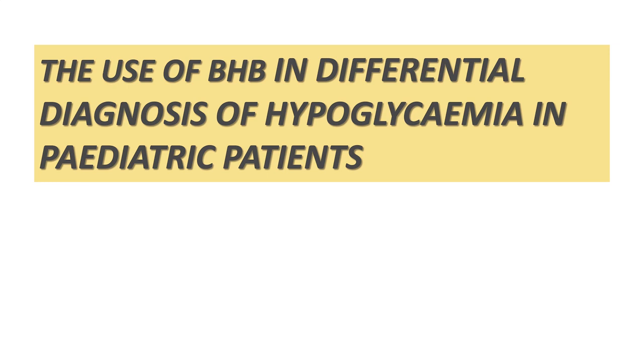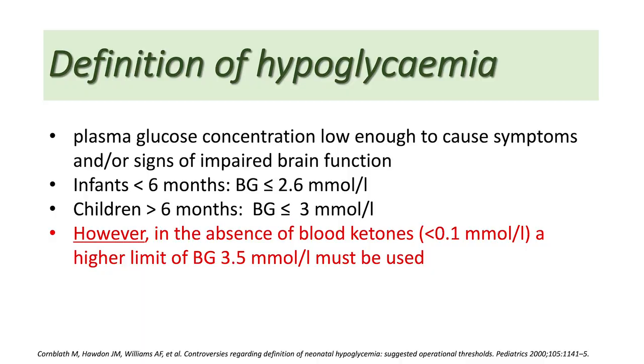In the second part of the presentation, I want to focus on the use of BHB in the differential diagnosis of hypoglycemia in pediatric patients. So what is hypoglycemia, or low blood sugar? It's a plasma glucose concentration that is low enough to impair brain function and cause symptoms.